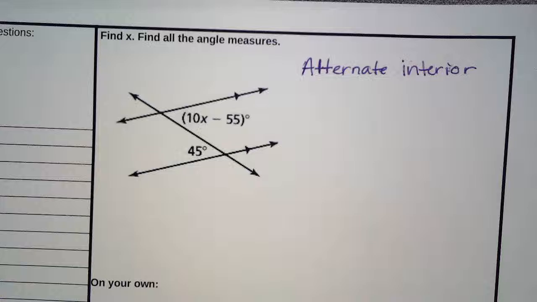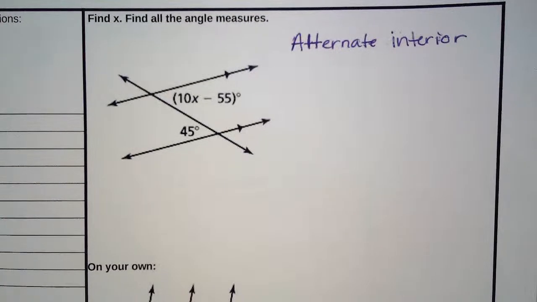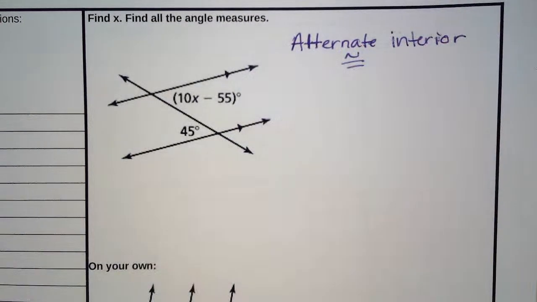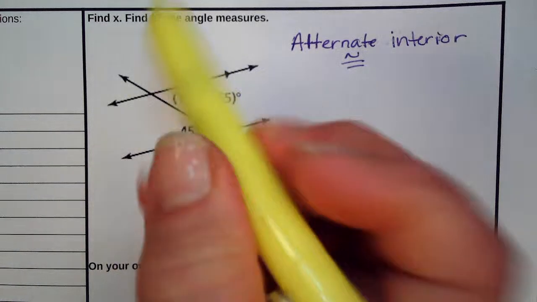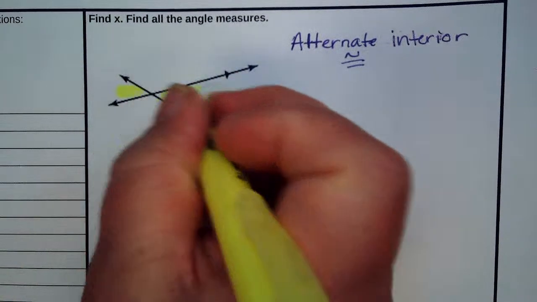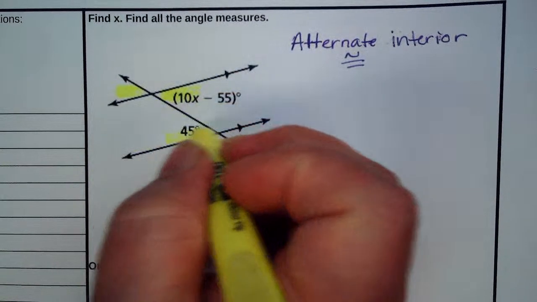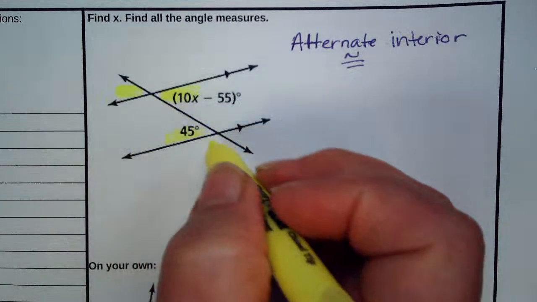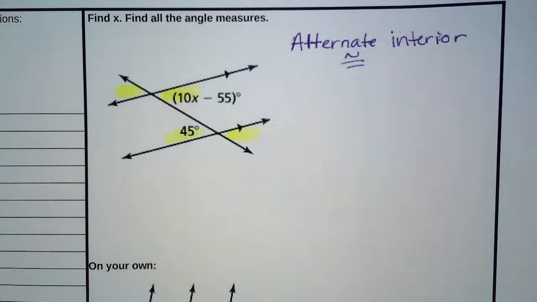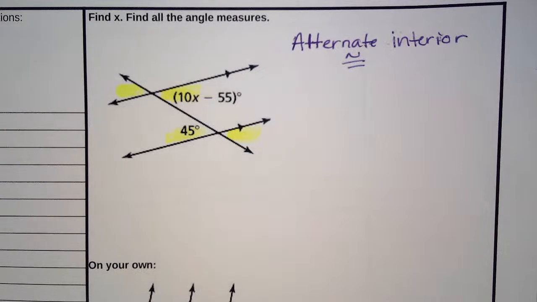Now, alternate interior angles, are they congruent or are they supplementary? Well, they are congruent. If I highlight the ones that will be congruent, these two are congruent because they are vertical. These two are congruent because they're corresponding. These two are vertical again. So we've got vertical, corresponding, however you want to look at it.